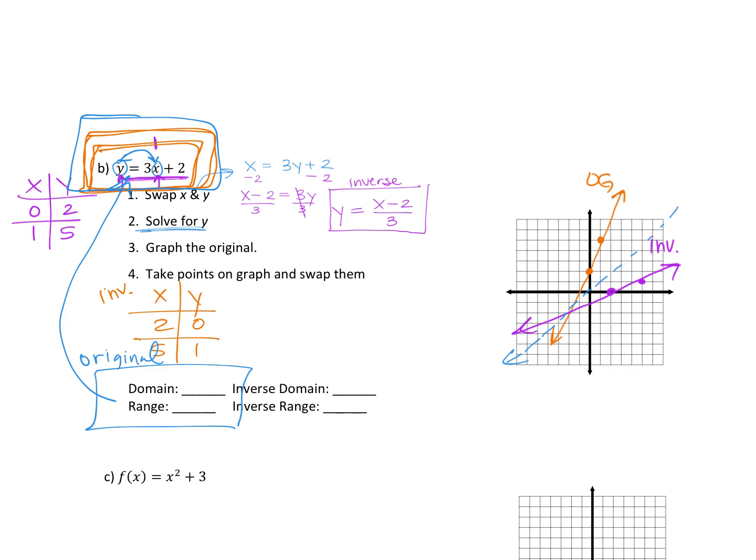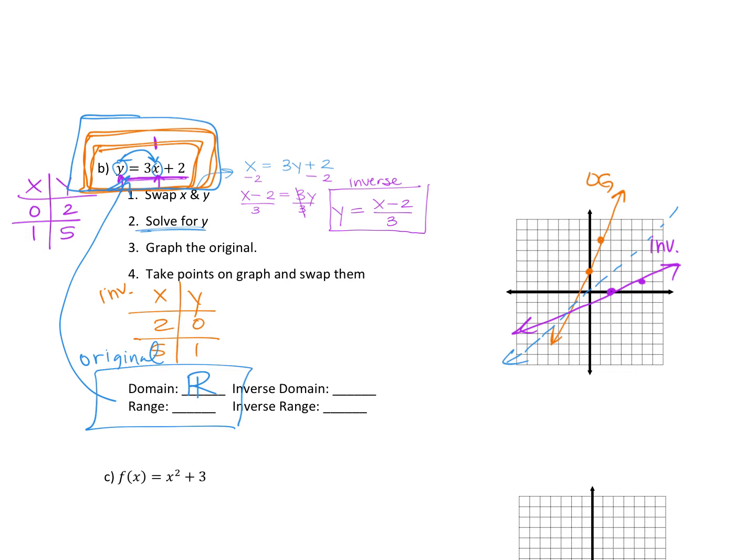Could you plug in 1,000,000? Could you plug in -42? Could you plug in -1,000? Could you plug in 0? Are any of those off limits? No, right? You can plug in any of them. So your domain is what? All real numbers. Yes, your domain is all real numbers.